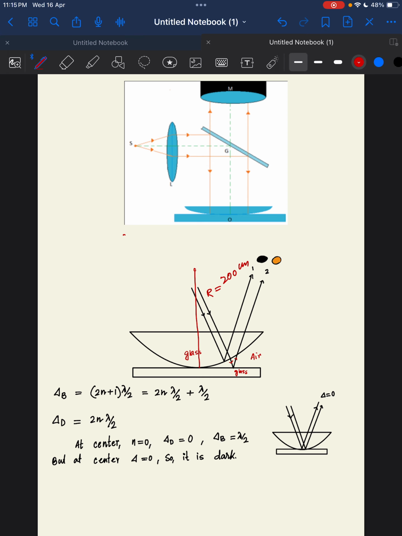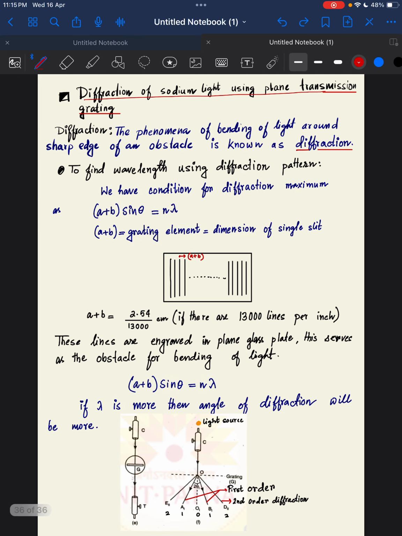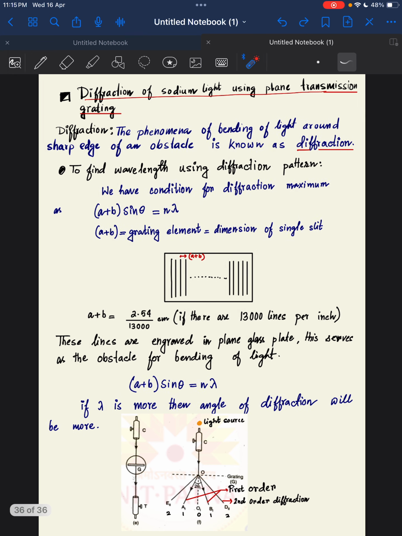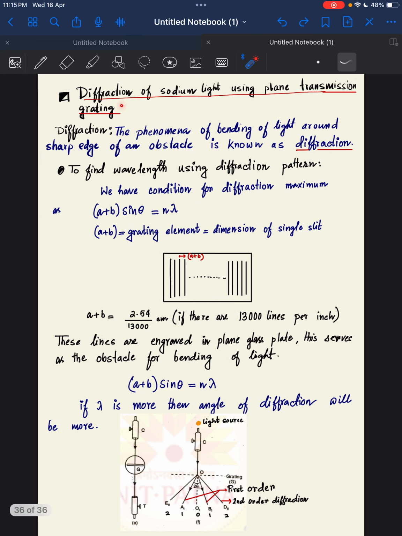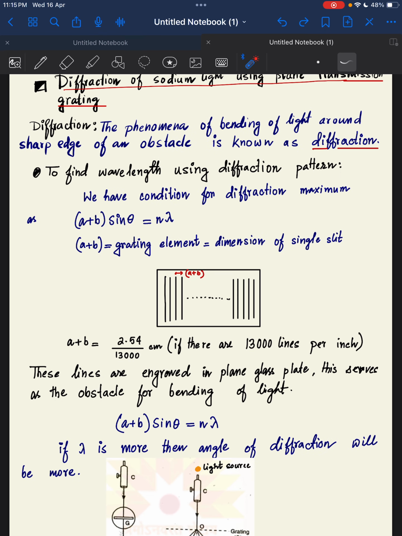So this is all about Newton's ring experiment. There is another phenomenon also by which we can find the wavelength of sodium light. What is that? That is the phenomenon of diffraction. Using diffraction of sodium light in a plane transmission grating, we can find the wavelength of sodium light. How can we do that?